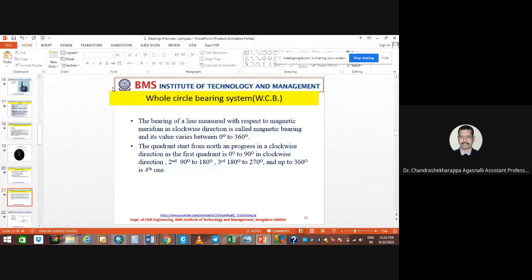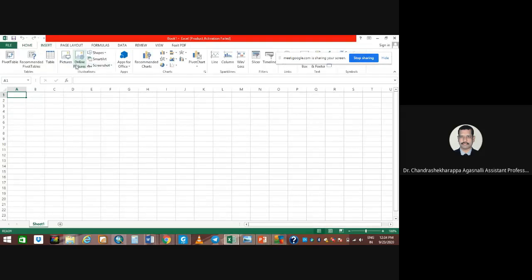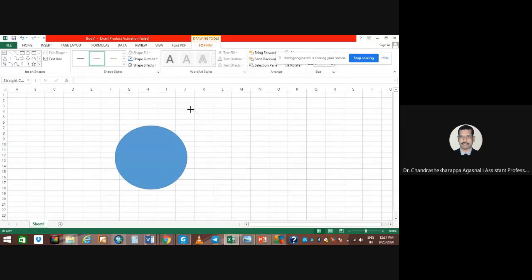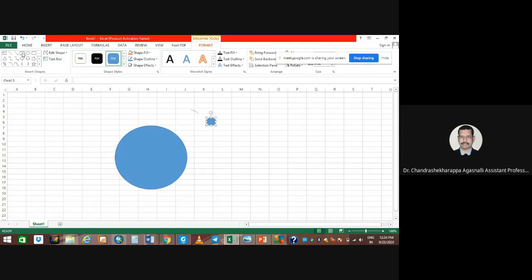So when your object is somewhere here, how are you going to read it? Let me draw the lines first. This one. Your whole circle bearings, and this is north. When your object is somewhere here, how are you going to mark this? So this is your actual direction, right? And this is your north. North 50 degree east. That's your whole circle bearing reading.